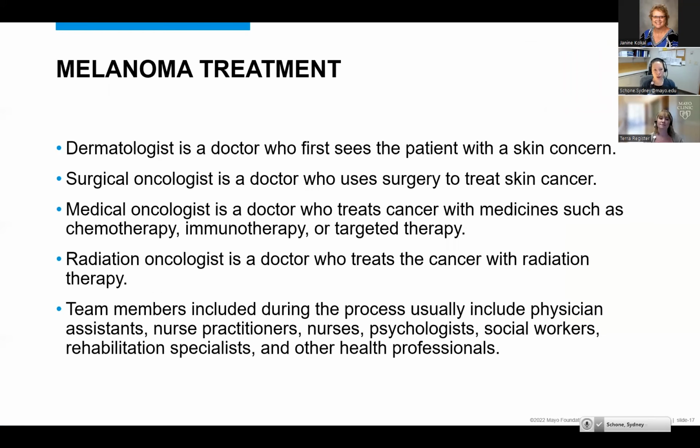So moving on to treatment. These are the specialties that do the treatment for melanomas. A dermatologist is the doctor who sees the patient with a skin concern. A surgical oncologist is the doctor who uses surgery to treat the skin cancer. A medical oncologist is a doctor who treats skin cancer with medicines, such as chemotherapy, immunotherapy, or targeted therapy. A radiation oncologist is the doctor who treats the cancer with radiation. And then they also have multiple team members that help to complete these different types of treatments.